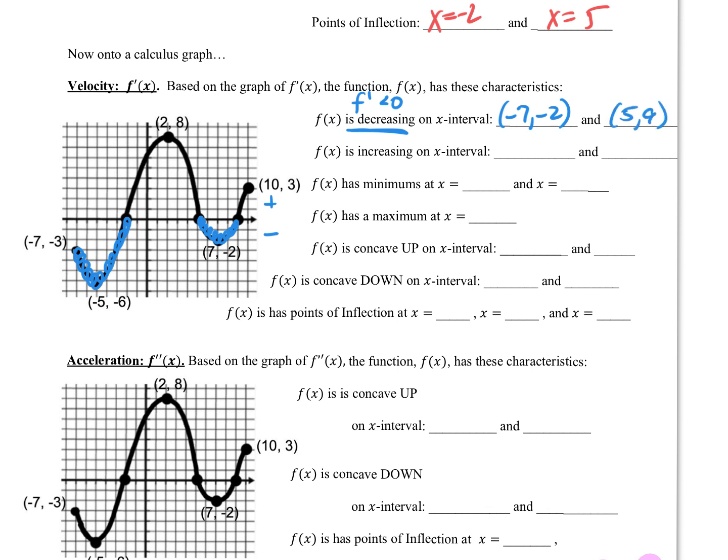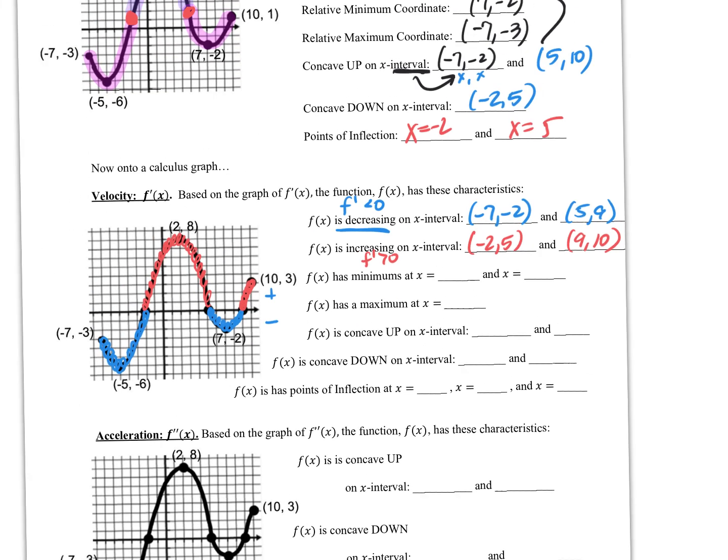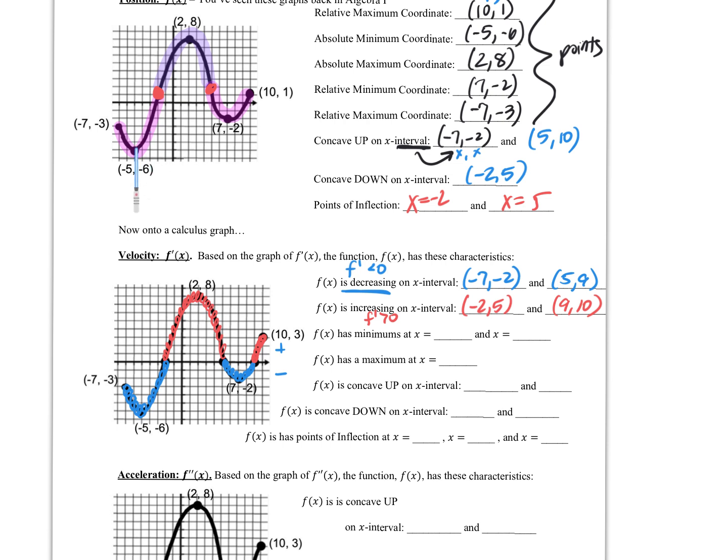Good. Where would my function be increasing if I was given this F prime graph? Anytime F prime is positive, and that would be from, do you guys agree, -2 to 5? Oh, and there's another little part. I didn't even see it. 9 to 10, is that what you said, Livy G? Beautiful.